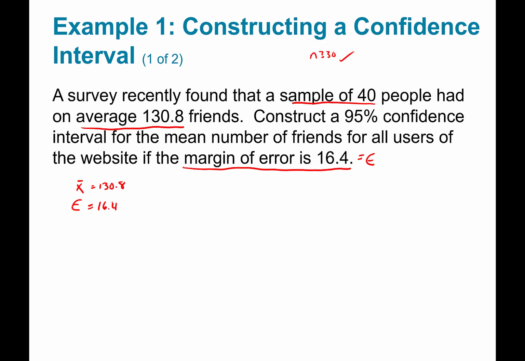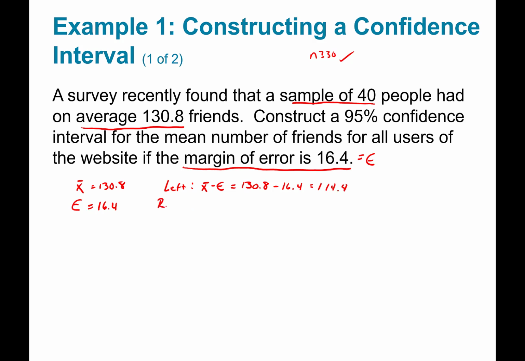So we can jump straight down to step 5. We want to find the left and right endpoints and form the confidence interval. To form the left endpoint, it's always going to be X bar minus E. The left is the smaller number, the lower number: left is lower. Easy way to remember that, they both start with L. So X bar minus E, in this case, is going to be 130.8 minus 16.4, and you're going to get 114.4.